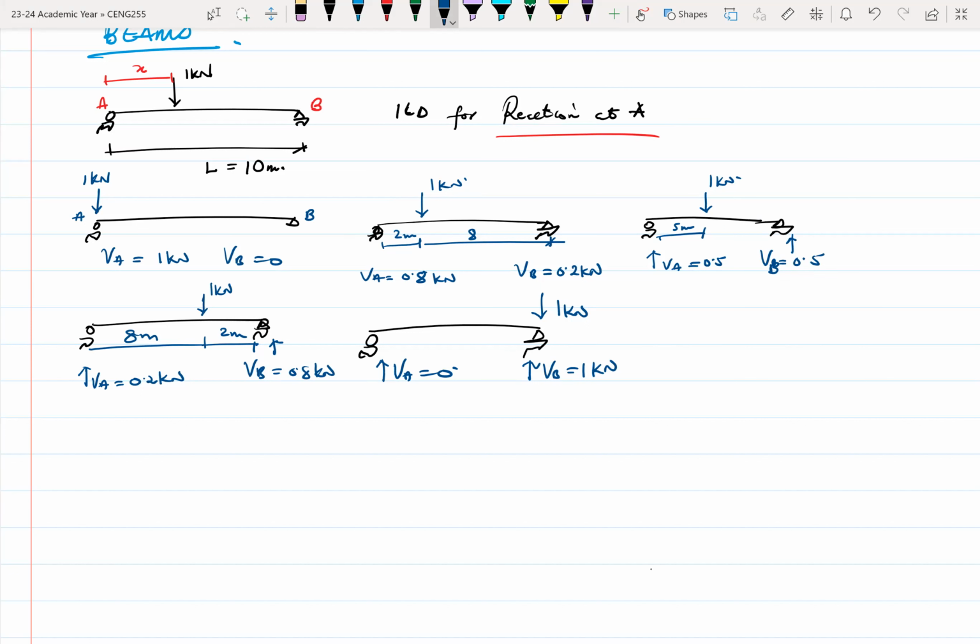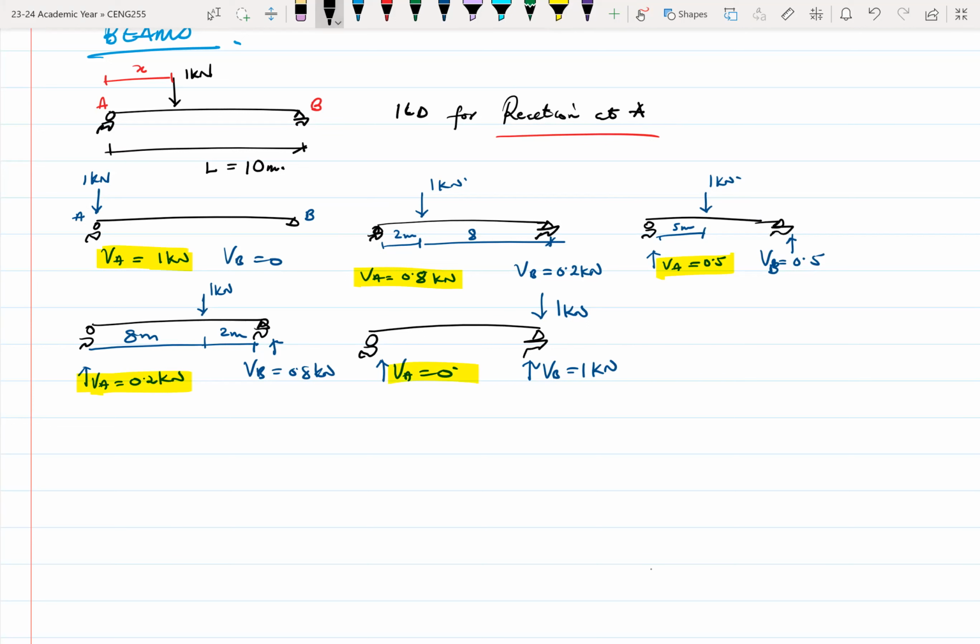All right, so we can see that over here, when the load is at A, VA is 1 kilonewton. If we move to 2 meters, it's 0.8. If we move to 5 meters, VA is 0.5. If we move to 8 meters away from A, VA is 0.2. And finally, when the load is at B, VA is 0.